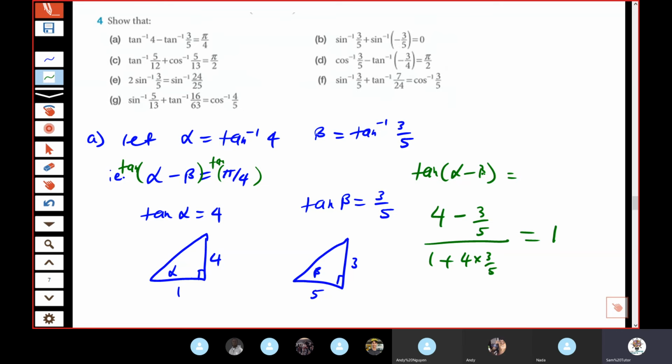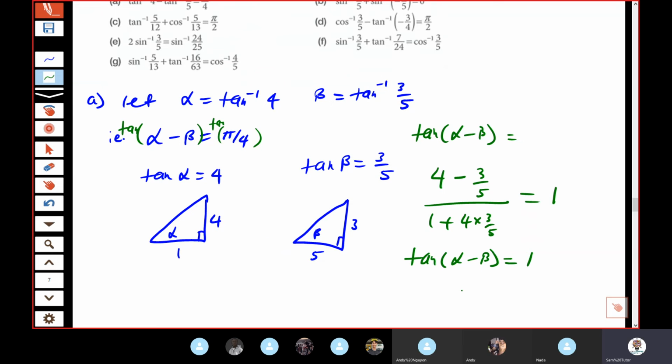Yep. So now you just proved that tan of alpha minus beta is equal to 1. Then you're going to inverse both sides. You're going to get alpha minus beta equals inverse tan of 1, which is pi on 4.